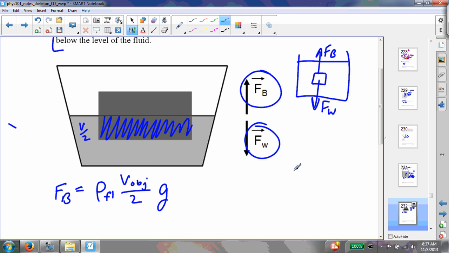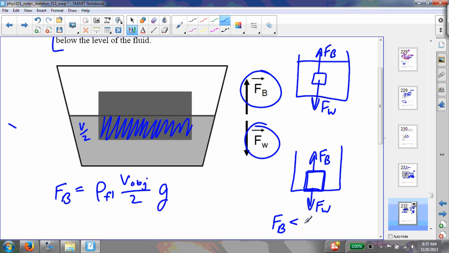However, you cannot say that if it's sitting on the bottom of the container. In this case, you still have a buoyant force and you still have a weight, but the buoyant force is less than the weight. And that's why it's sitting at the bottom and not just free floating in the middle. Okay.